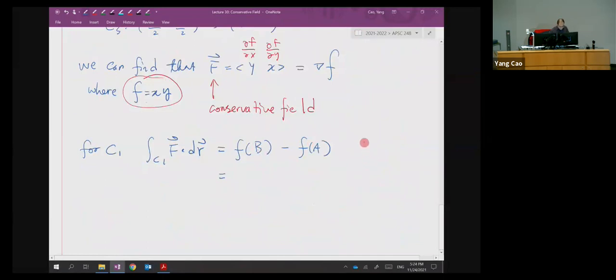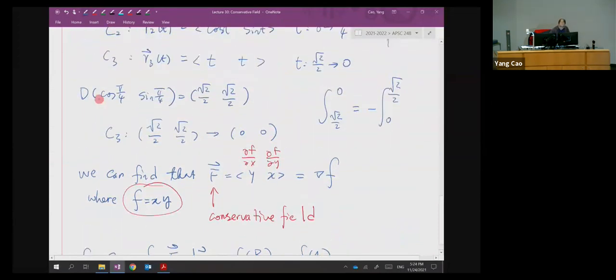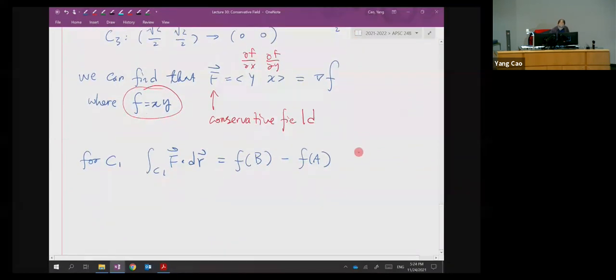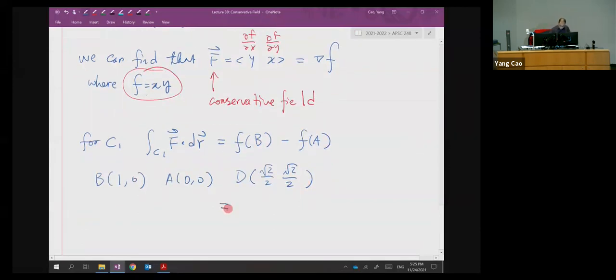So location B, let's write down a few coordinates here. I already wrote down the coordinates of D, so I think I can write down a few other coordinates. B has a coordinate of 1, 0, so x equals 1, y equals 0. A has 0, 0. And then D, I already have it, √2 over 2. So those are important, A, B, D, three different locations.